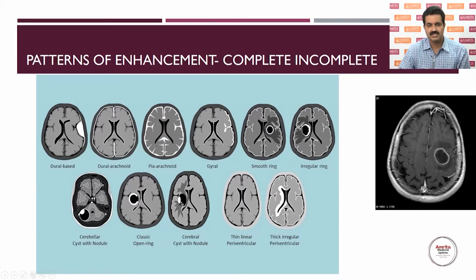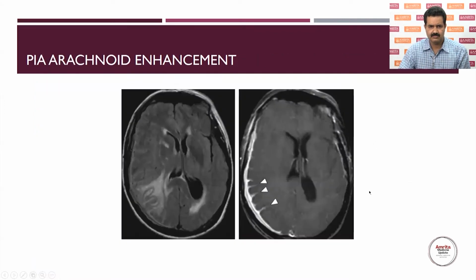So this is a cerebral cyst with a nodule, especially smaller ones, colloid cyst and neurocysticercosis. And we have thin periventricular enhancement in lymphoma, and thick irregular periventricular enhancement, again in lymphoma. So this is a classical example of a brain abscess where there is a thin layer of enhancement and some perilesional edema here. So this is the pia arachnoid enhancement, where the enhancement engages into the smaller sulci. So that is what pia arachnoid enhancement is.